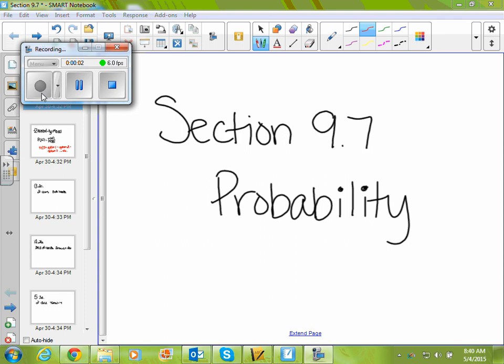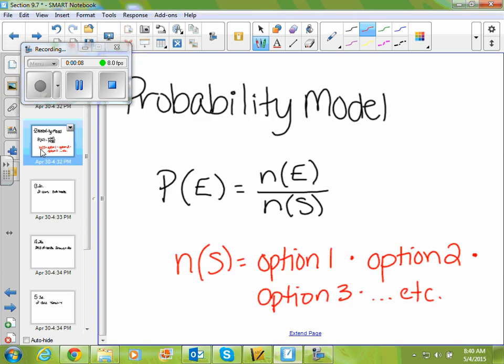Alright, so you guys are going to look at section 9.7, which is probability models. The probability model that you're going to use for this section is the probability of an event equals the number of outcomes divided by your number of total options. To find your number of total options, you multiply all of your different options together. So option 1 times option 2 times option 3, etc.